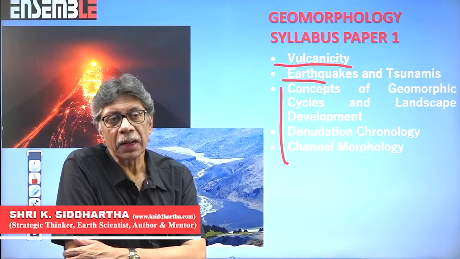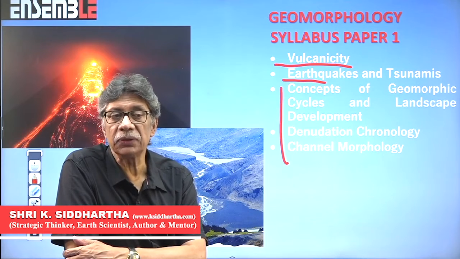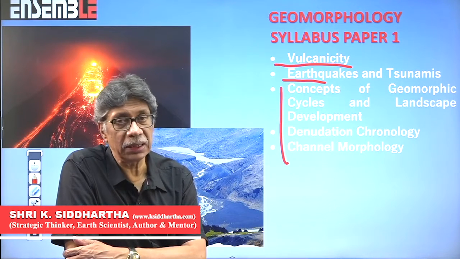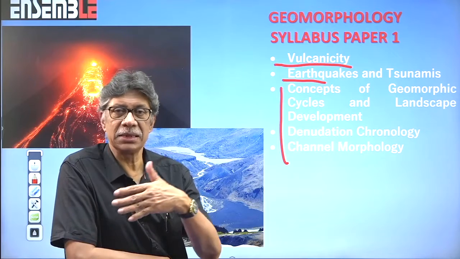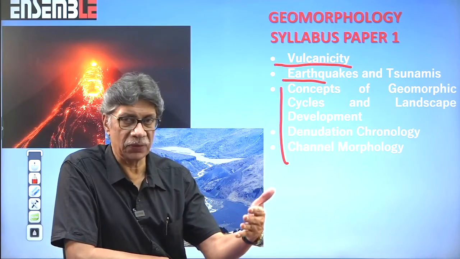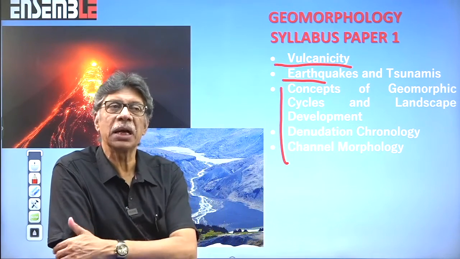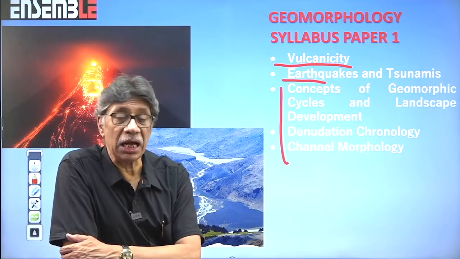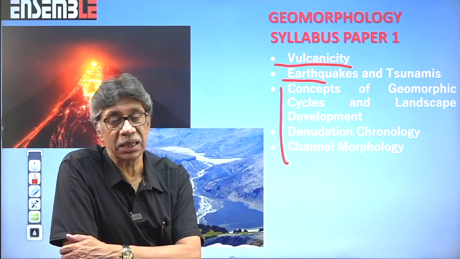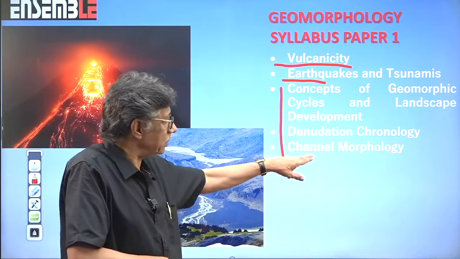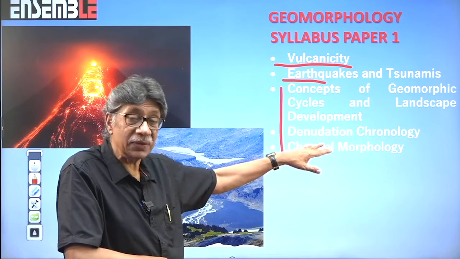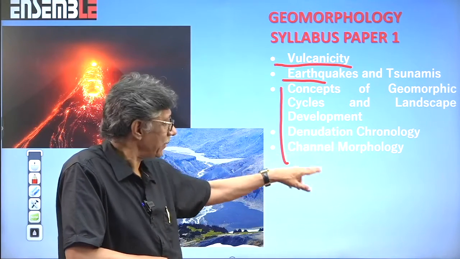For example, there has been something associated with channel improvement, and that is called avulsionization. That is a changing of the course of the river. So maybe you are going to be asked about the applied aspect of avulsionization and channel morphology in this case, and that becomes very significant and important as well.